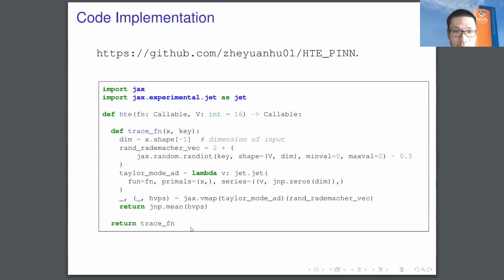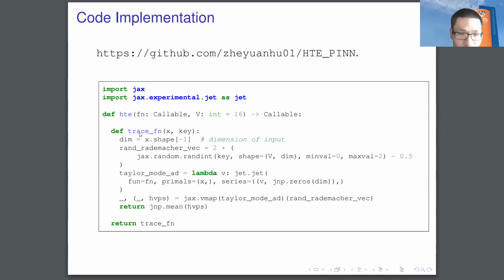So I will show you some code. We open source our code in this GitHub repository, and in our paper, in this slide, we provide pseudocode for your understanding of the implementation. The implementation is really important because, as I mentioned, Hutchinson trace estimation is a Hessian vector product. If we naively compute the full Hessian and then do the vector times Hessian times vector, it will be no good. So it's important to use Taylor mode AD.